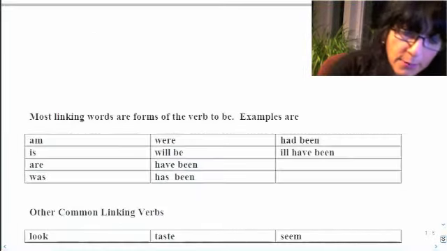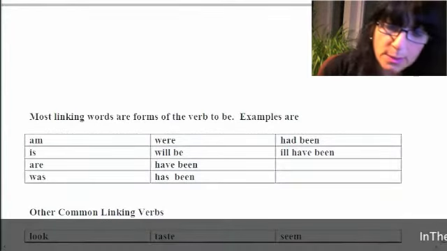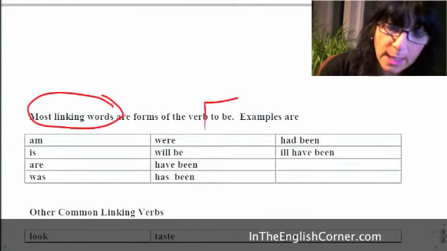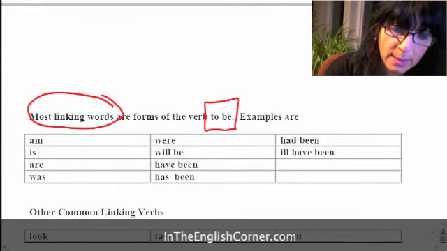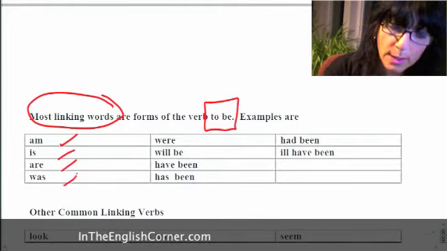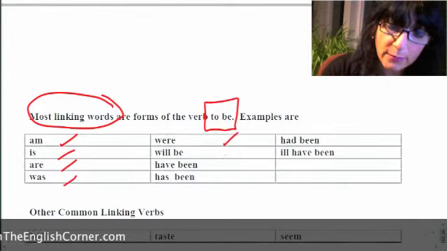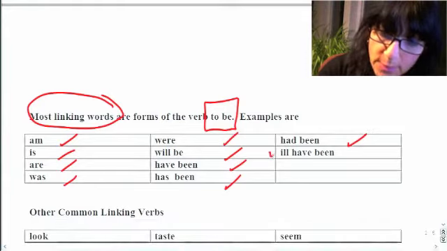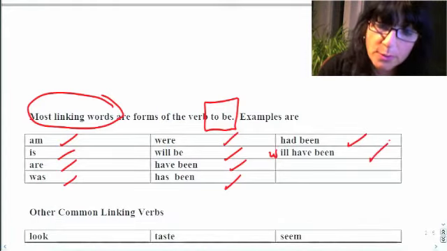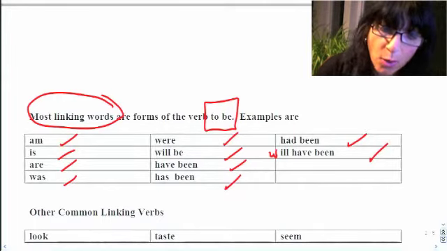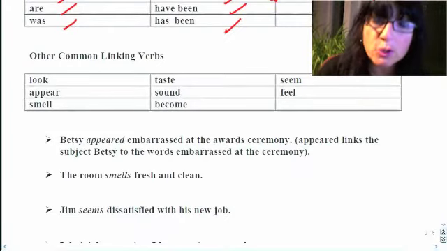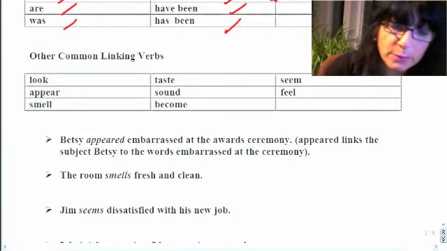Keep in mind that most linking words are forms of the verb to be. They're parts of the verb to be. And here are some examples: am, is, are, was, were, will be, have been, has been, had been, and will have been. Those are all called parts of the verb to be, and these are all linking words. The more you use these verbs, the more familiar you will become with them and with the different terms.